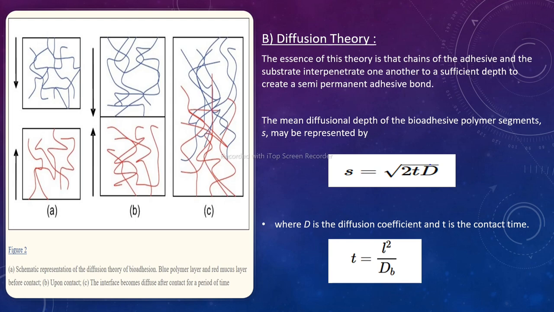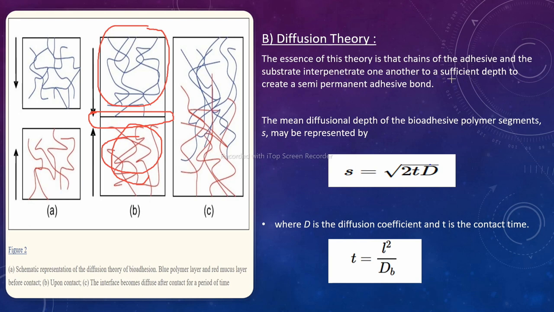So the essence of this theory is the chain of the adhesive and the substrate. What is adhesive? Adhesive is your drug substance. This one is your drug substance, this one is your membrane, that is the membrane they have considered. Now the red one is the mucosal layer. The main concept of this theory is that the chains of the adhesive polymers, that means your drug substance, and the substrate, that means your mucosa, interpenetrate, that means they interact, they try to bond with each other to a sufficient depth.